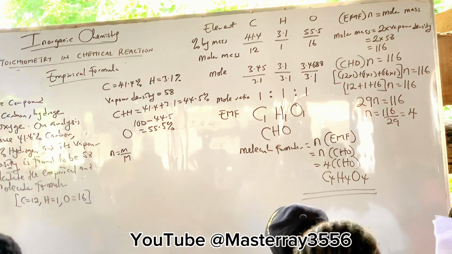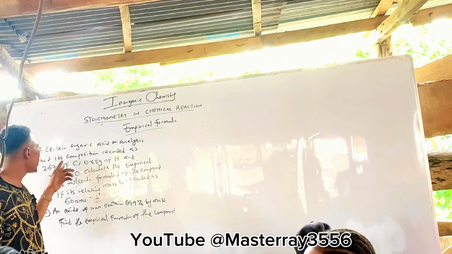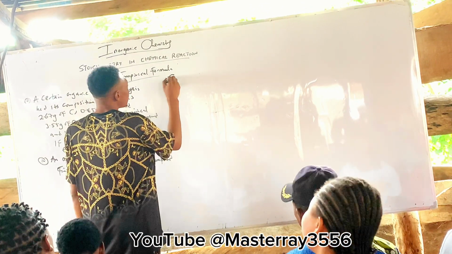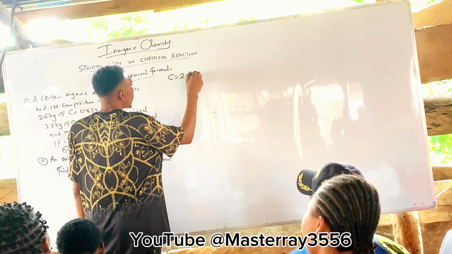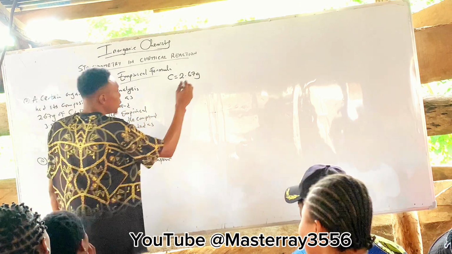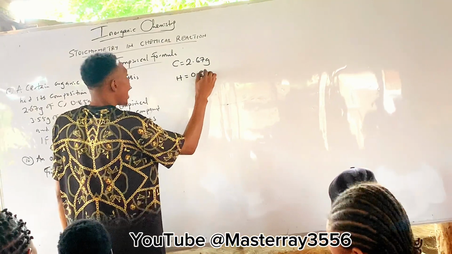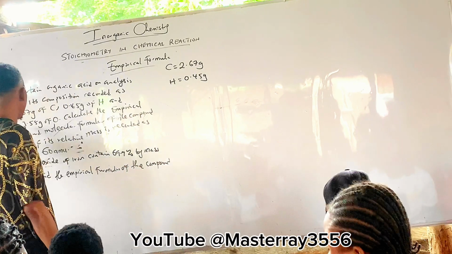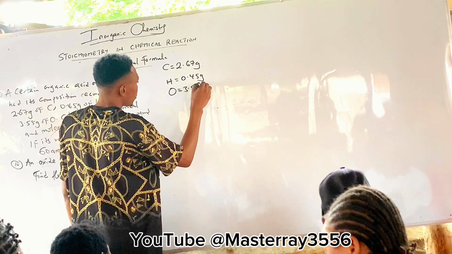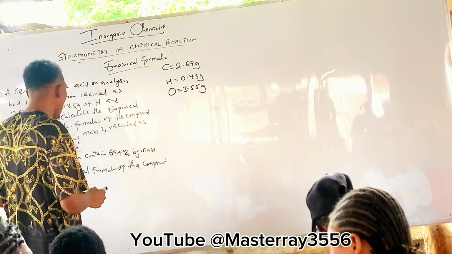That one is from my idea, but this one doesn't have it. Its composition is recorded as 2.67 grams of carbon, 0.45 gram of hydrogen, and 3.55 gram of oxygen. We are asked to calculate the empirical formula and the molecular formula.